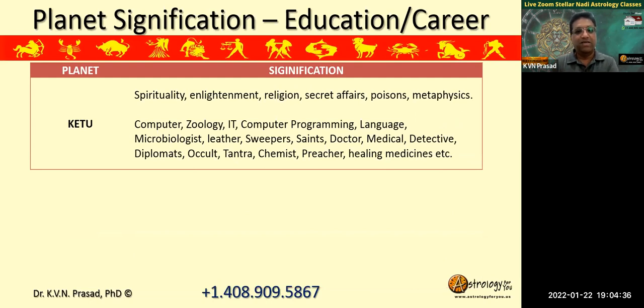And then Ketu: spirituality mainly, religion, and another thing is detachment. For education, you can say spirituality, religion, then poisons, metaphysics, these type of things. Computers also you can say. But basically they get the strength from the other planets.